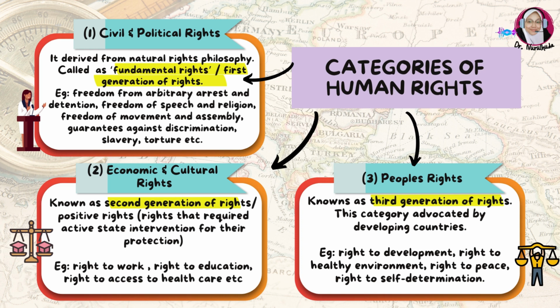Secondly, economic and cultural rights. So what are economic and cultural rights? They are known as the second generation of rights, which are positive rights, or rights that require active state intervention for their protection. For example, the right to work, the right to education, the right to access health care, etc. And the third one is the people's rights, also known as the third generation of rights. This category is advocated by the developing countries. For example, the right to development, the right to a healthy environment, the right to peace, and the right to self-determination.